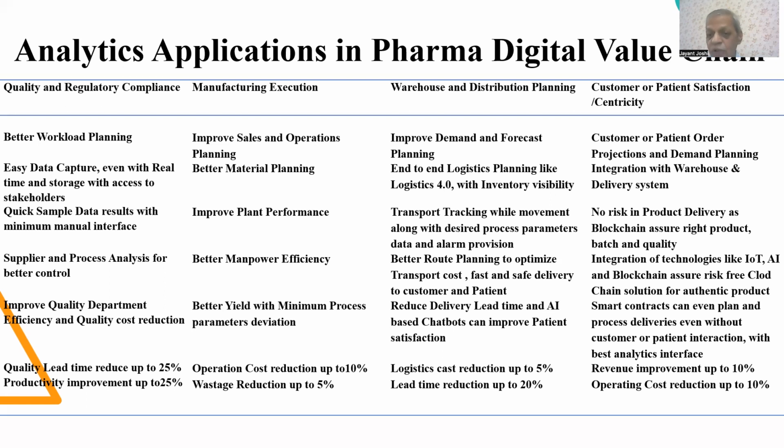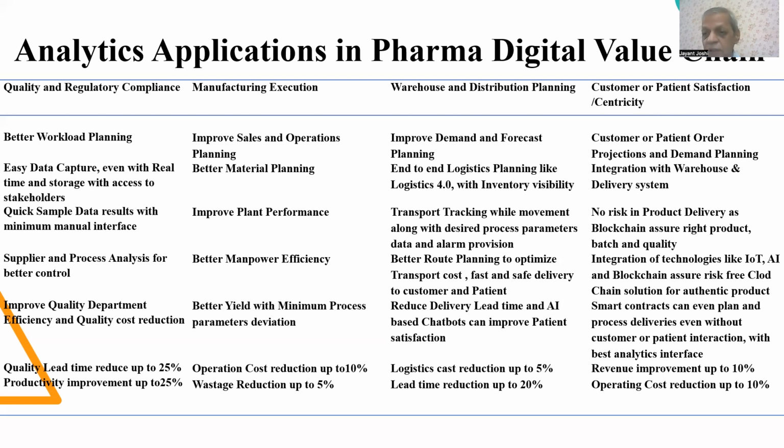The next one is transport tracking. While the movement is going on, various process parameter data is available, especially in areas like cold chain where you want to monitor the movement of the truck as well as the temperature and conditions of the transport. So there is an alarm provision, and analytics can help there also. Better route planning can also optimize the transport cost and ensure fast and safe delivery to customers and patients. It assures patient satisfaction and that the right product is available to the patient. This reduces the delivery lead time, and an AI chatbot can improve patient satisfaction also. This leads to a reduction in logistic costs, and lead time also comes down.